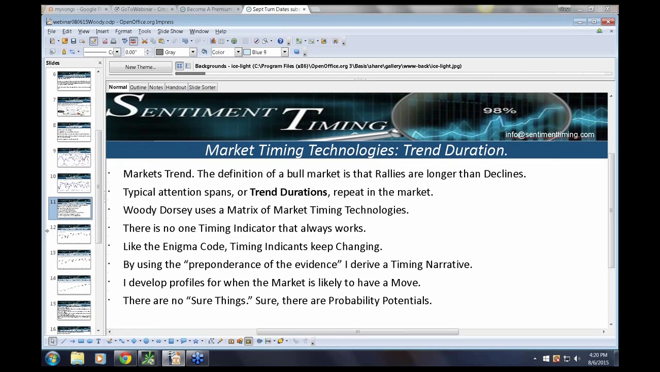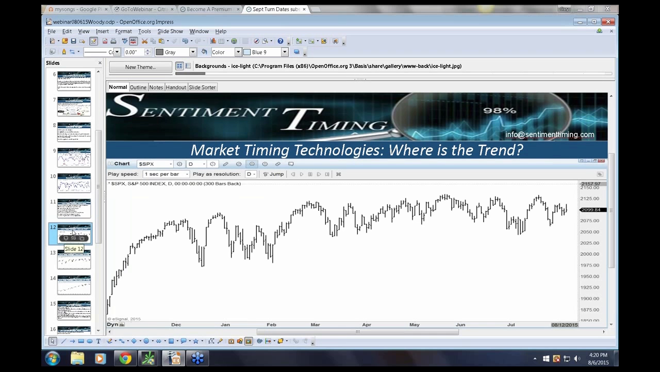So I develop what I call profiles for when the market is likely to have a move. That's timing, when. It's very important to know. What if you thought the market was going to crash? You've been thinking that for the last 3 months, and every week you put on that trade. You lost a lot of money because the market wasn't ready in terms of time to do that. Let's look at the next slide, and I'll show you very quickly something.